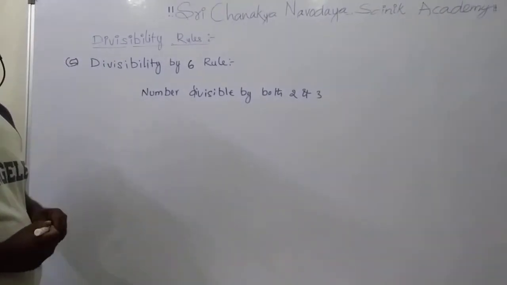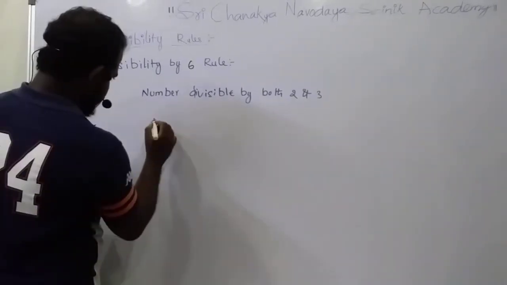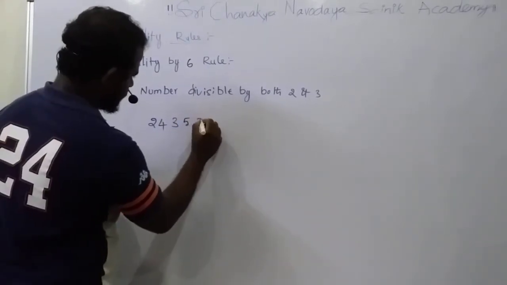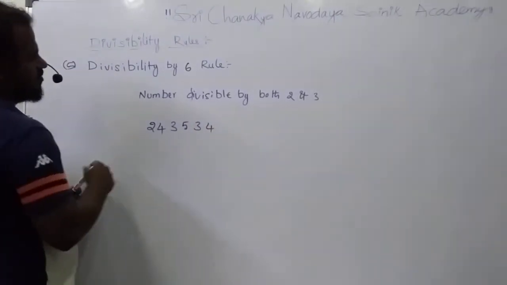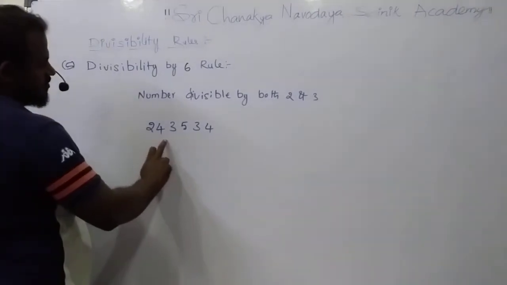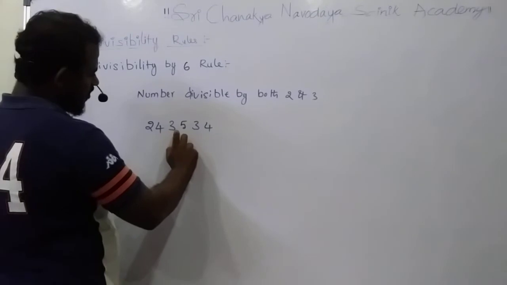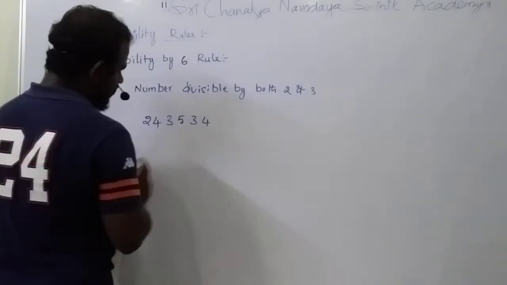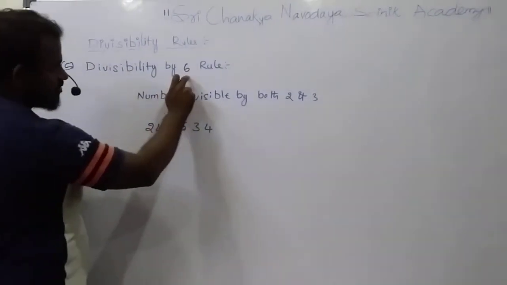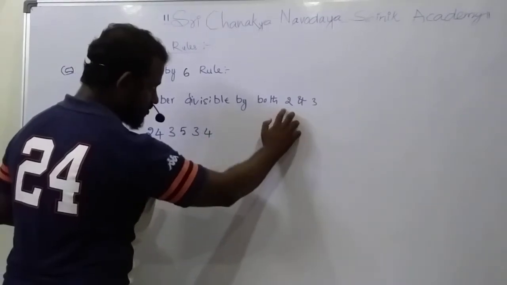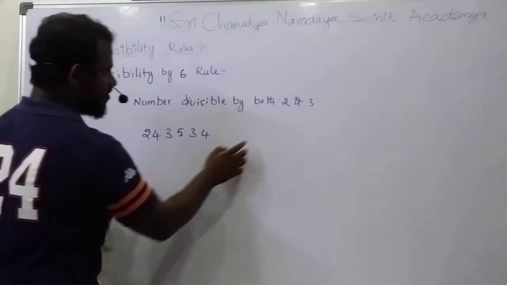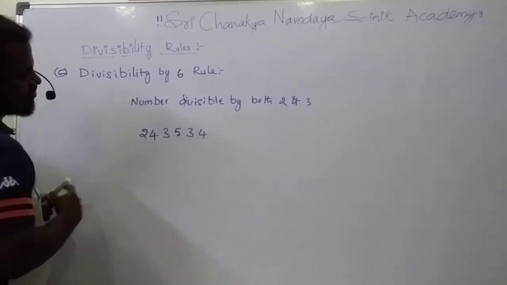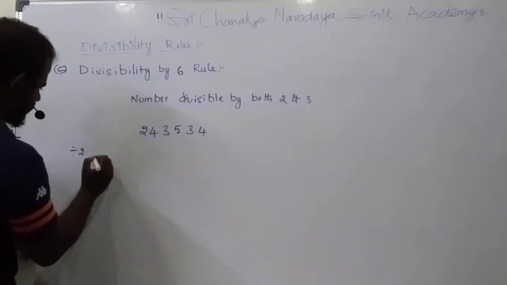Let's see one example for this. 2, 4, 3, 5, 34. So in this example, this is the given number, a 6-digit number. If you want to tell whether this number is divisible by 6 or not, we will follow the criteria. For the divisibility by 6 rule, we need to check whether the given number is divisible by both 2 and 3. Then only we will say this number is divisible by 6. So first we will check whether the given number is divisible by 2 or not. First criteria, divisibility by 2.